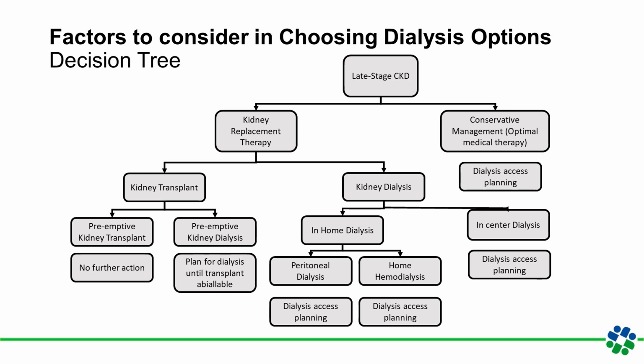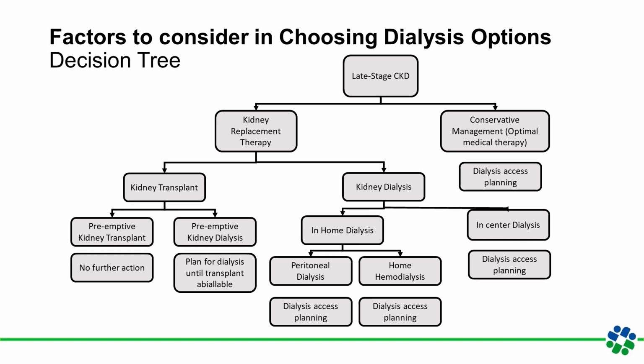If you choose kidney replacement therapy, you have several options. In-center dialysis, where you would visit a dialysis center regularly for your treatments. Then you have the healthcare team, which will manage your dialysis and monitor your progress. Kidney transplant, where a healthy kidney from a donor is surgically placed into your body. And this could be a preemptive kidney transplant before dialysis is even needed. Or you might need to start on dialysis while waiting for a suitable organ donor.